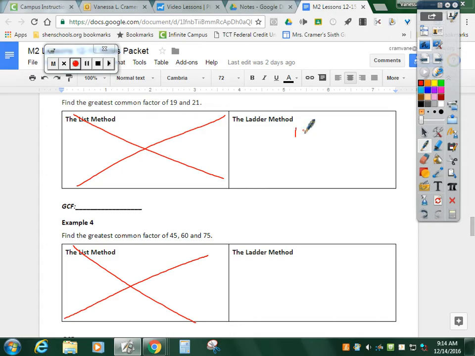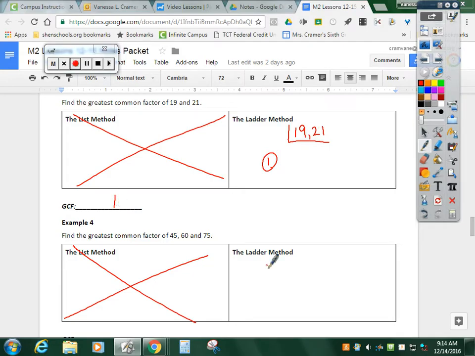So I'm going to put 19 and 21 in the ladder method, okay? And right away, I'm confident that 19 and 21 cannot be divided by the same number. They do not have any common factors. The only thing that goes into both of them is going to be 1, okay? When you cannot divide the two numbers by any common number, the greatest common factor is always going to be 1. So the GCF is 1.